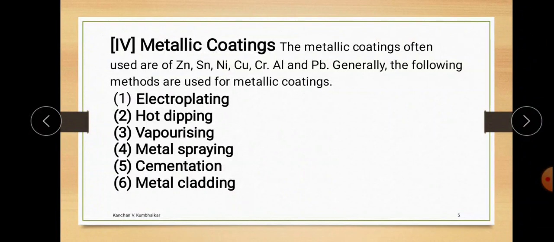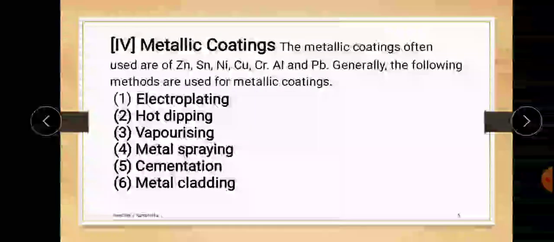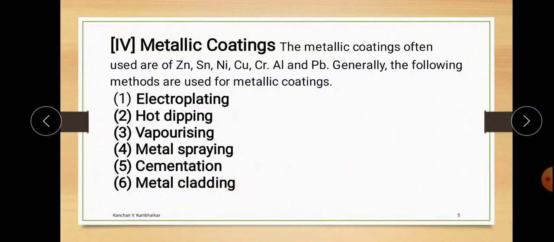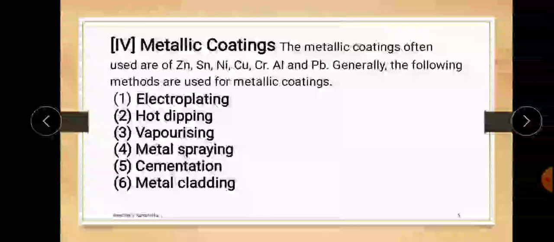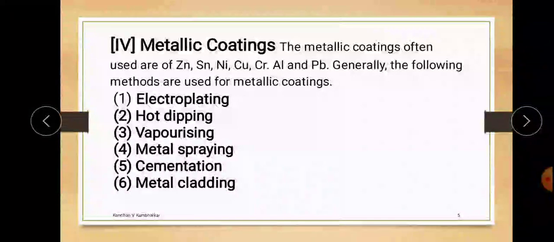Generally, the following methods are used for metallic coating. There are 6 types of metallic coating processes. First one is electroplating. Second is the hot dipping process. Third, vaporizing process. Fourth, metal spraying process. Fifth, cementation process. And last one, the metal cladding process. On the basis of requirement and the metal quality, the procedure can be altered to minimize the corrosion rate by a simple method of metal coating. Now, let's move toward the first type of coating, that is electroplating.